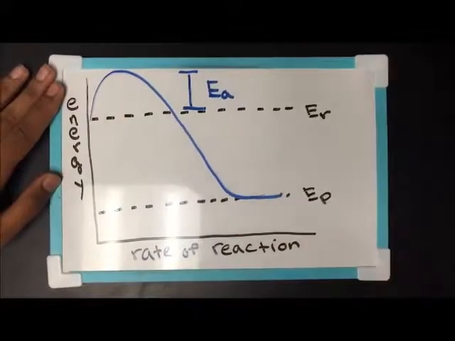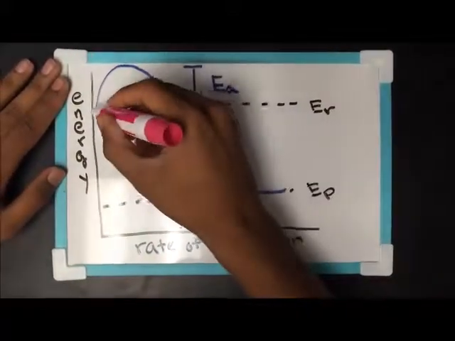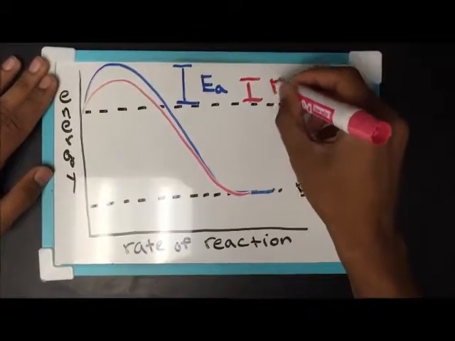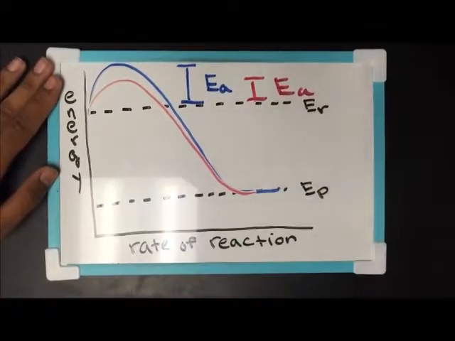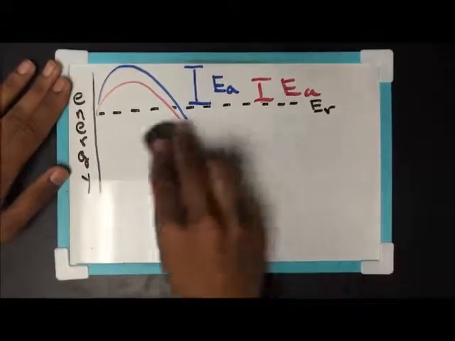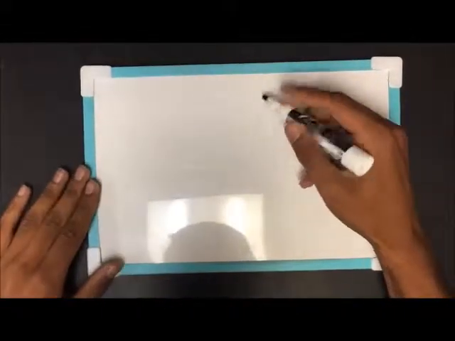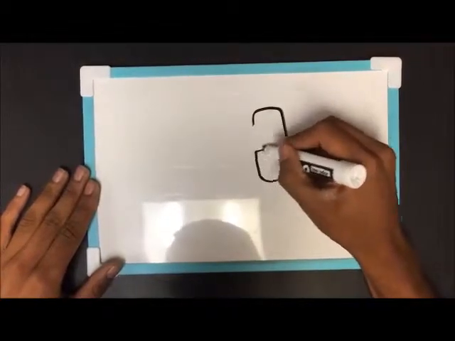And as you can see, the hump for the blue line, the activation energy for the blue line, is much greater than it is for the red line, indicating that there's a much greater activation energy required for the uncatalyzed reaction than there is for the catalyzed reaction. It's also important to note that the ending energy is still the same for both.